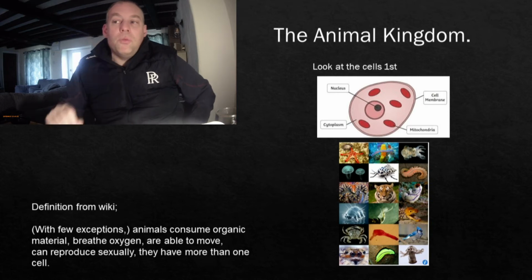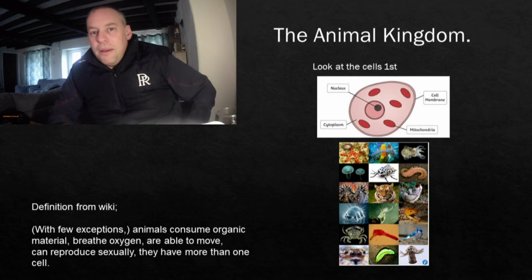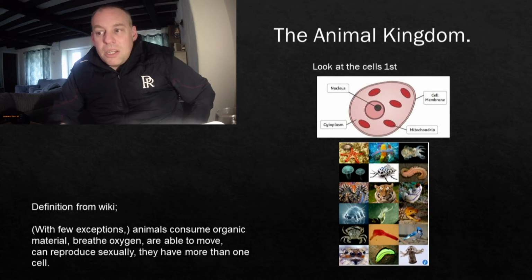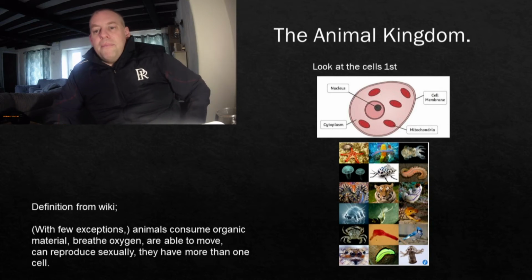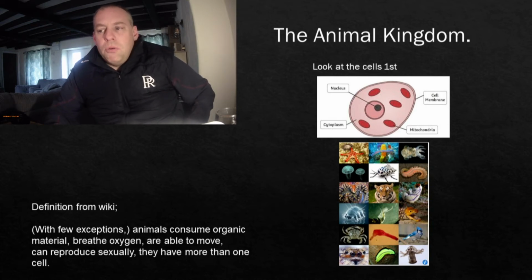They also have more than one cell. They're multicellular. They've got specialized cells that do different things. So you have muscle cells, you have nerve cells, and so on. So we are multicellular.